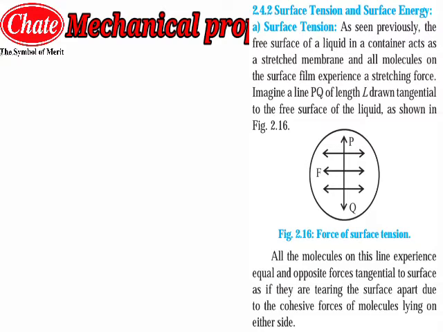As we have discussed previously, the free surface of a liquid in a container acts as a stretched membrane, and all molecules of the surface film experience a stretching force. Imagine a line PQ of length L drawn tangentially to the free surface of the liquid, as shown in the figure. Now all the molecules on this line experience equal and opposite forces tangentially to the surface, as if they are tearing the surface apart due to the cohesive force of molecules lying on either side. So this is the conclusion that we have obtained from the diagram.